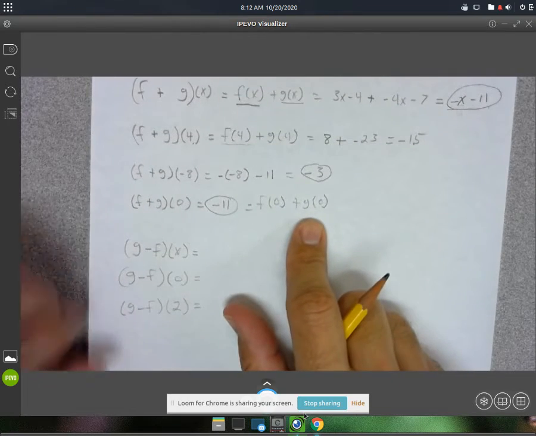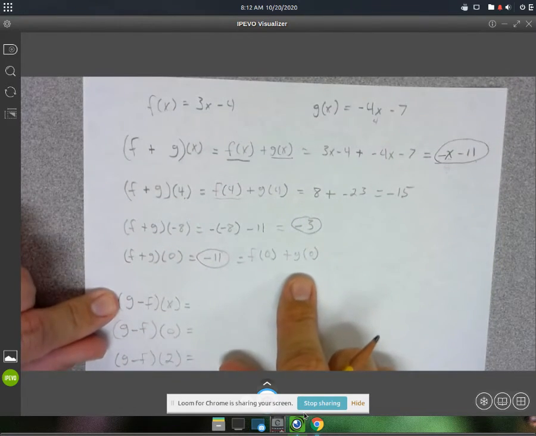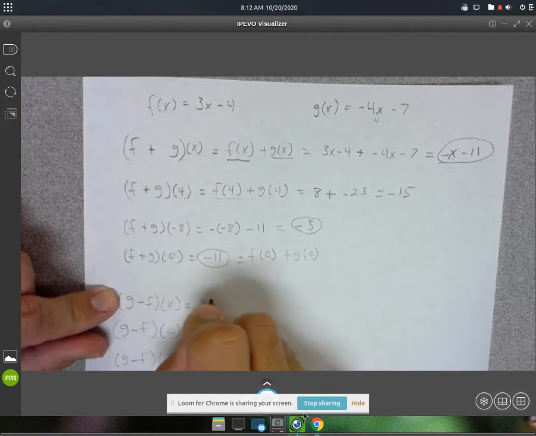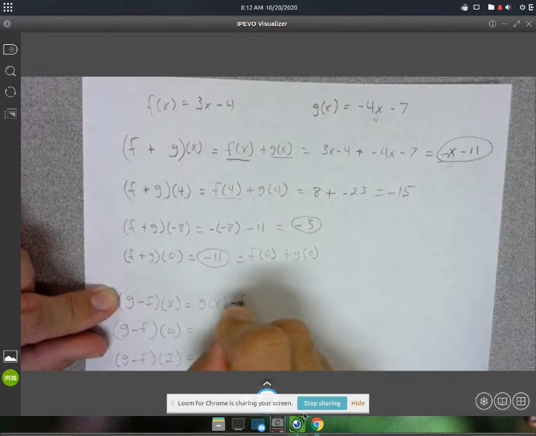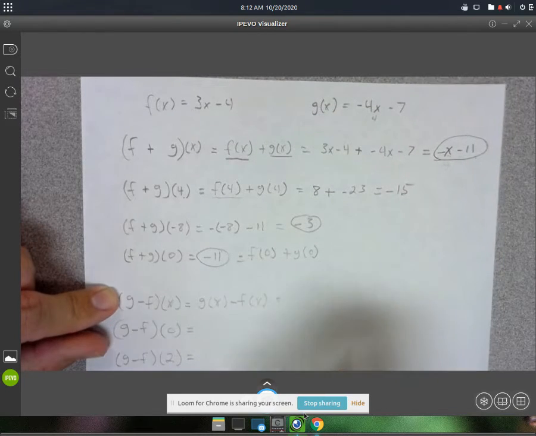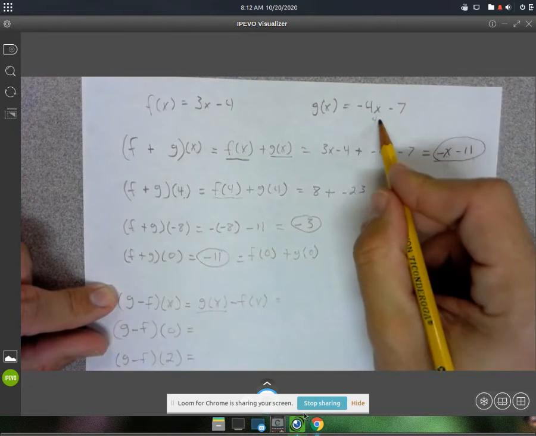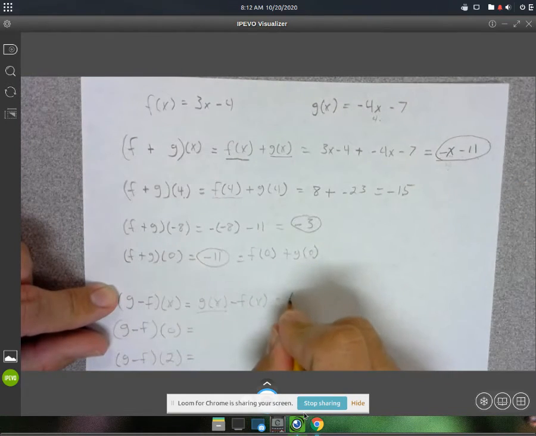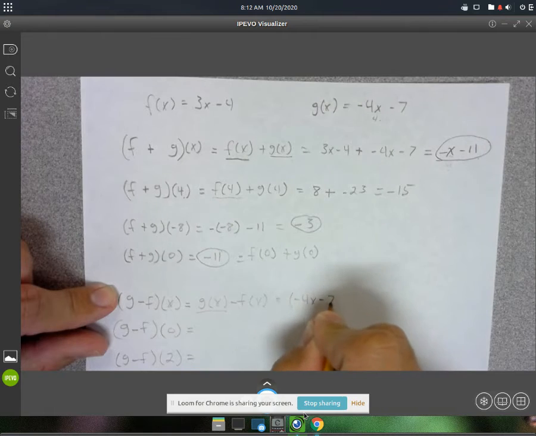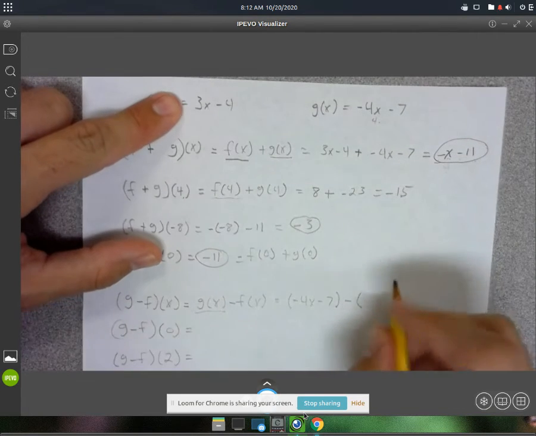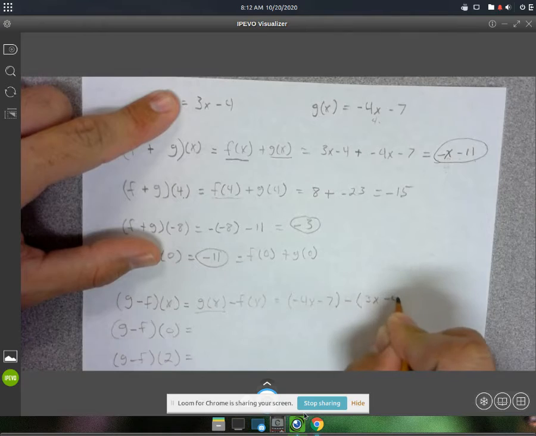All right, so in this one we're doing g minus f of x. So first we've got to rewrite it as g of x minus f of x. And this time I am going to put these in parentheses. So g of x is first, so I've got negative 4x minus 7. That's my g of x. And then a minus sign, and then f of x, I'm going to put in parentheses. So 3x minus 4.